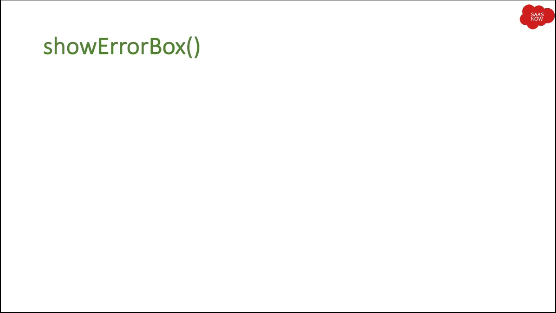Then we have showErrorBox. This is also another method, if you want to show the error box, then you can use this particular method. So if you want to display an error message under a specified form field as a box under the field, basically, in that case, you can utilize this showErrorBox. The parameters it needs are the name of the field, and the message you want to display.